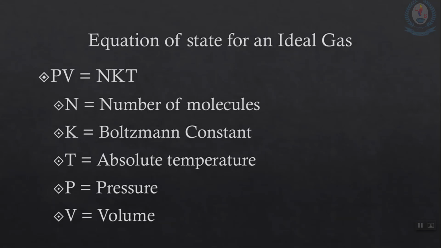After we use an ideal gas, we have the equation of state for an ideal gas. This is PV equals NkT, where N gives us the number of molecules in the gas, k is the Boltzmann constant, T is the absolute temperature, P and V are the pressure and volume. Pressure of the gas, volume of the gas, number of molecules in the gas. This is a constant, and this is the absolute temperature of the gas.